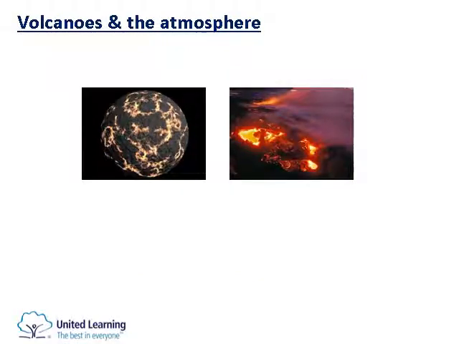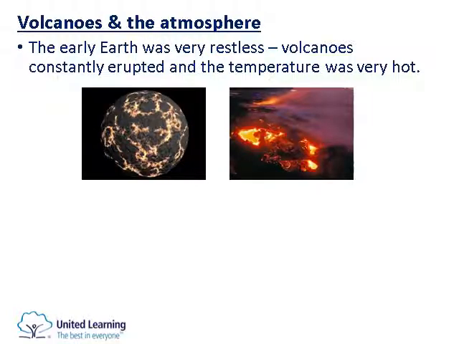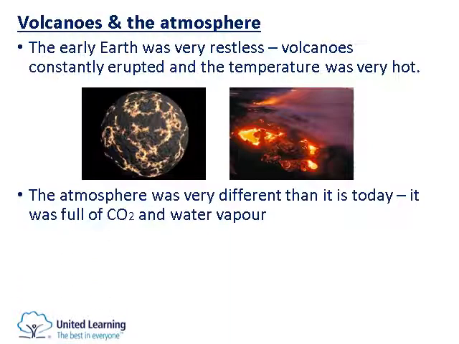So when we're talking about the early atmosphere, we usually focus on volcanoes, because when the Earth was formed, there were lots of active volcanoes which constantly erupted, and it meant the temperature was very hot. What it also meant is that there was lots of carbon dioxide being released into the atmosphere, and it was also too hot for water to exist as a liquid, so a lot of the atmosphere was made up of water vapour.